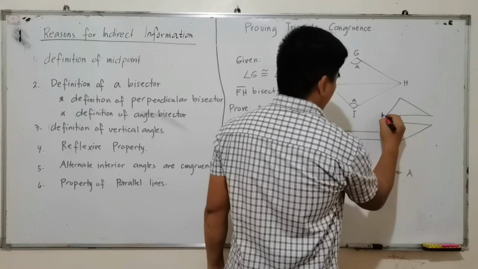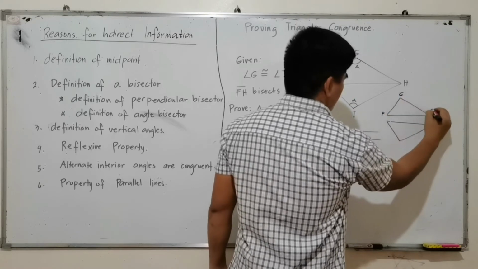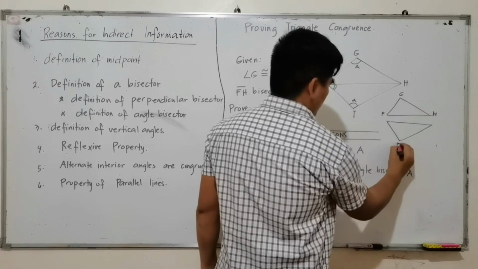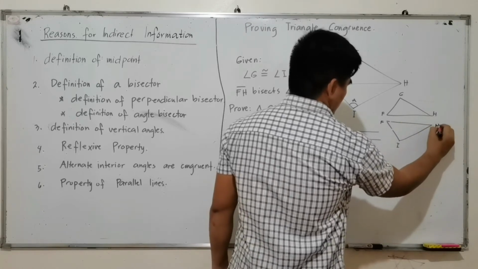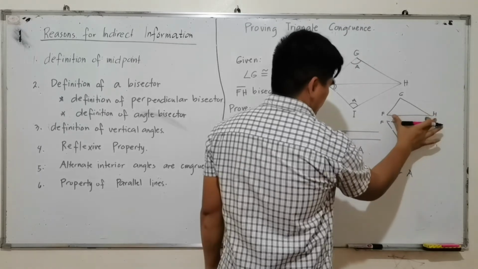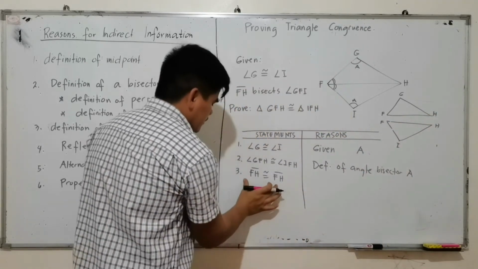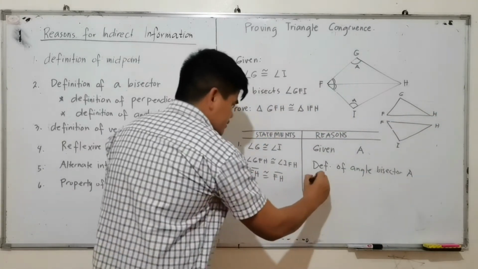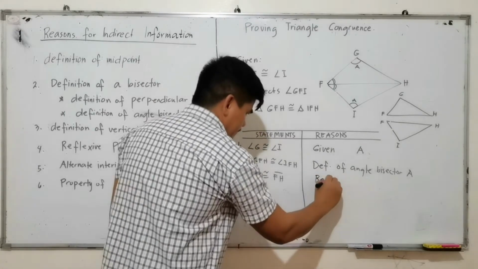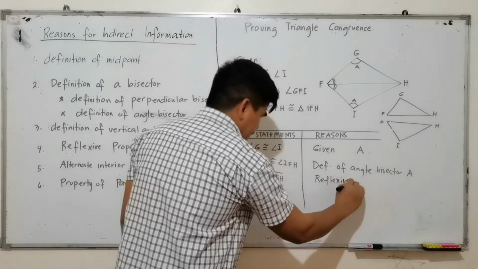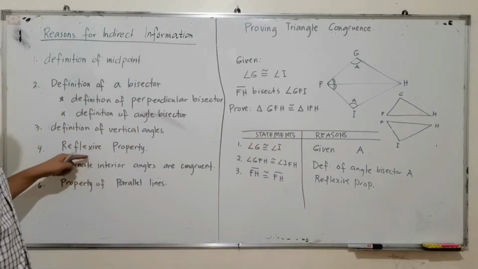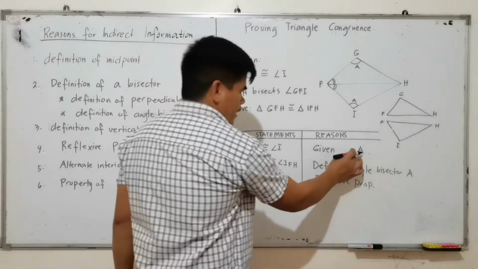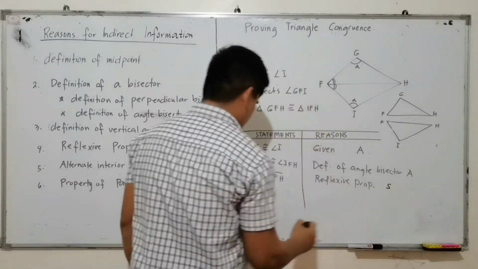This is F, G, H. This one is I, F, H. They have common side, FH is congruent with FH. And the reason is reflexive property. Here, reflexive property, number 4. So we have A, and S.